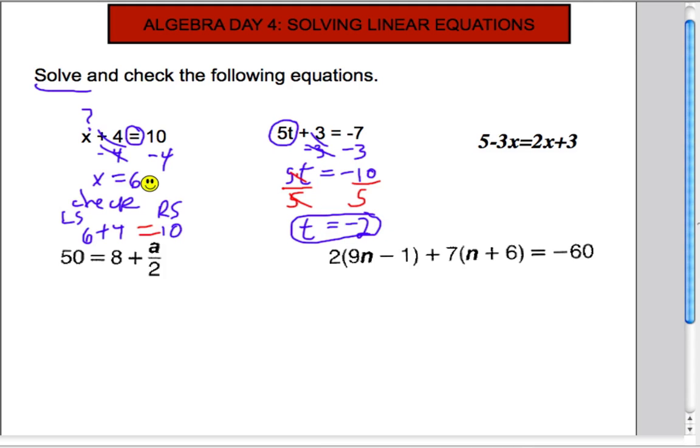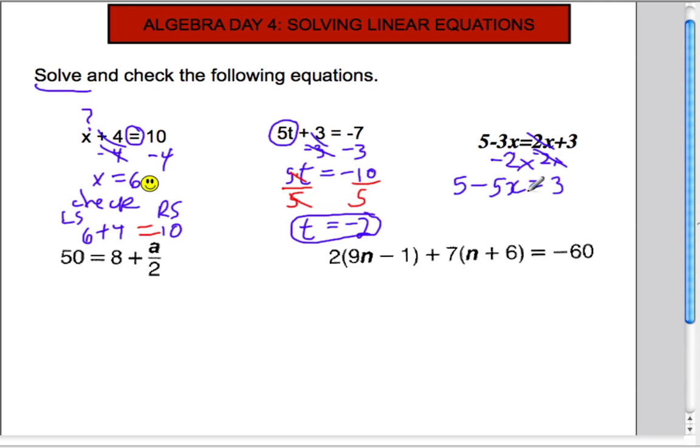Moving on to the next one, a little bit tougher. Here, because you've got the x on both sides, you need to bring the x's together. So let's start with the x's. We're going to subtract 2x from both sides, because when you have 2x and minus 2x, they cancel each other out. Now, what do we have here? We have 5 minus 3x minus 2x, which is minus 5x, and that is equal to 3.